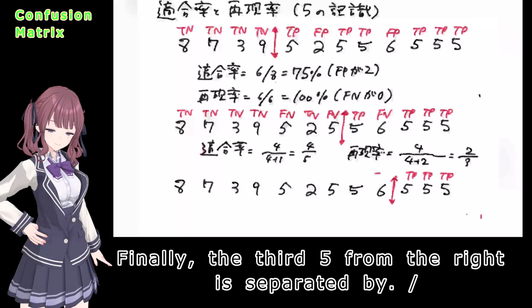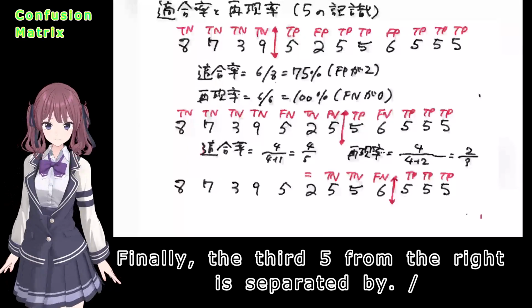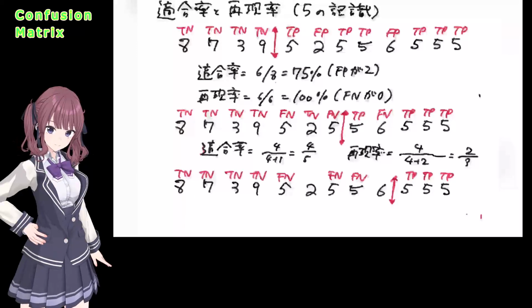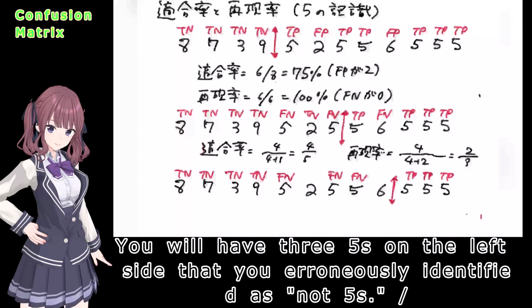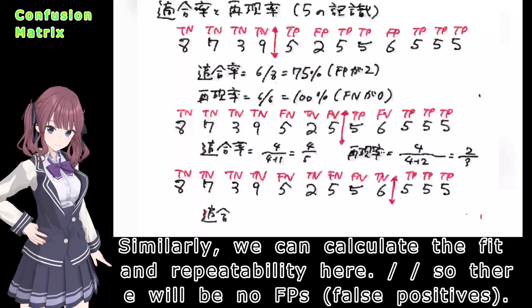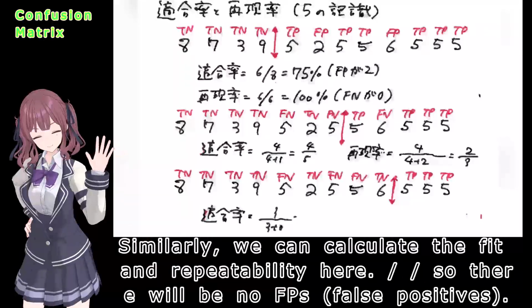Finally, the third 5 from the right is separated. This will eliminate the false positives, but you will have 3 5s on the left side that you erroneously identified as not 5s. Similarly, we can calculate the fit and readability here, so there will be no false positives.